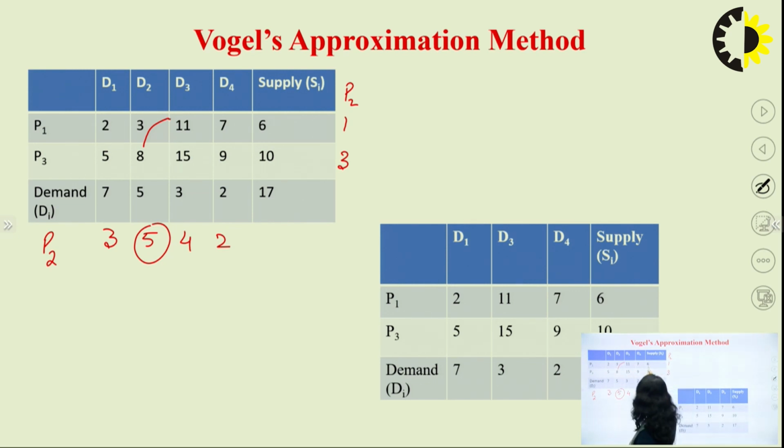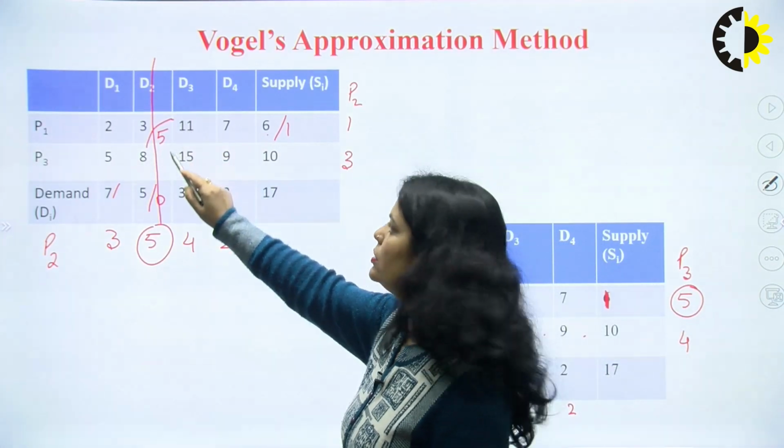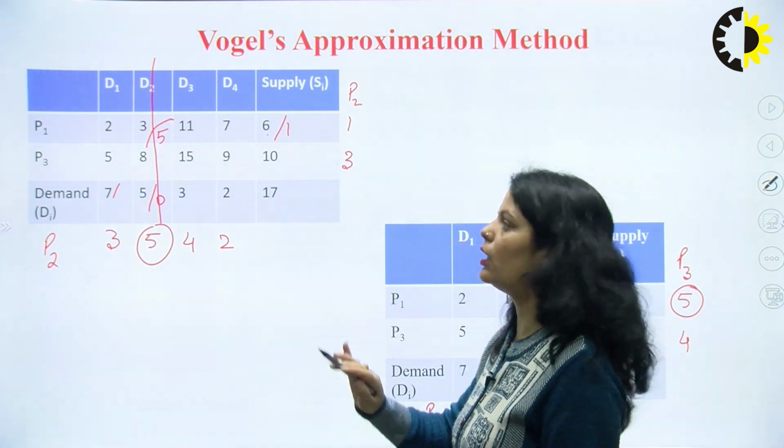So here the supply is of 6 and the demand is of 5. So we will satisfy this demand. It will become 0, it will become 1. Because it became 0, it means all the demands of the D2 distribution center are satisfied. So we will not consider this D2 in the further allocation.